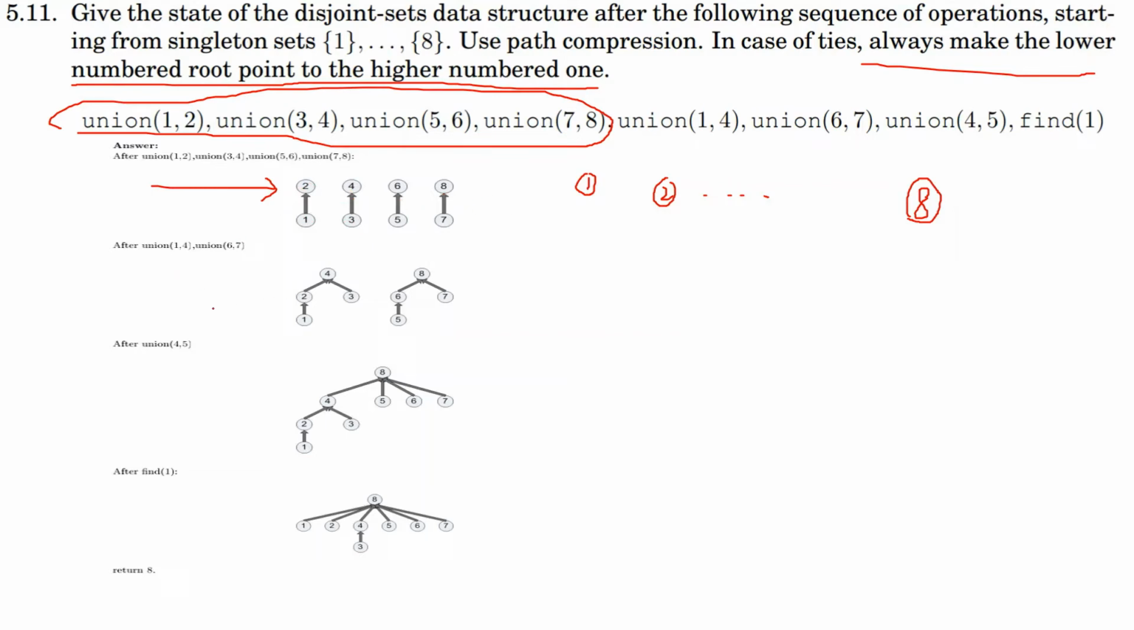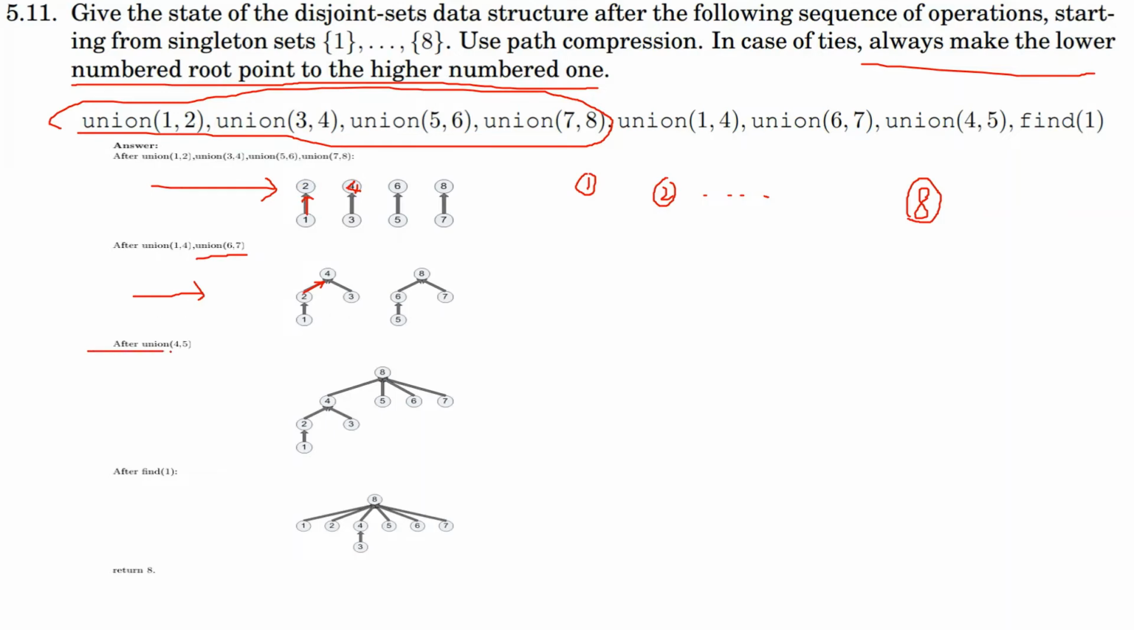And then after the next 2 operations, you will have this. So first you want to union 1 and 4. You first have to find the root for 1, which is 2. And then you find the root for 4, which is 4 here. And you connect them. Again, there's a tie, so you have to point 2 to 4. And it's the same for the operation union 6, 7.